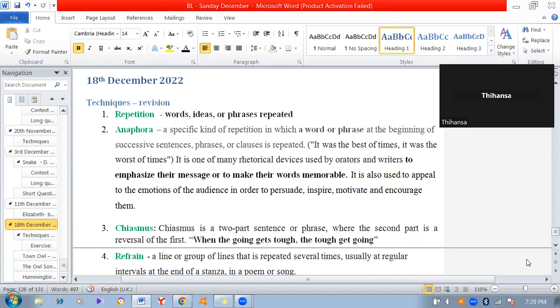Repetition is, as the word implies, you are just repeating words or phrases within a sentence. There is no rhyme or reason. Within a line, you are just repeating certain words, certain phrases. Word for word, you are repeating the thing.